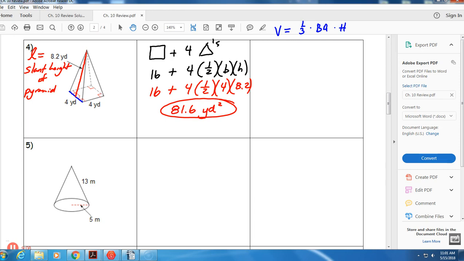Now, volume is a little bit trickier. Volume is 1/3 base area times height. So my volume is going to be 1/3. The base area is pretty easy, 4 times 4, that's 16. Now, what's tougher on this one is I don't have the true height. I have the slant height of the pyramid, but I don't have the true height.